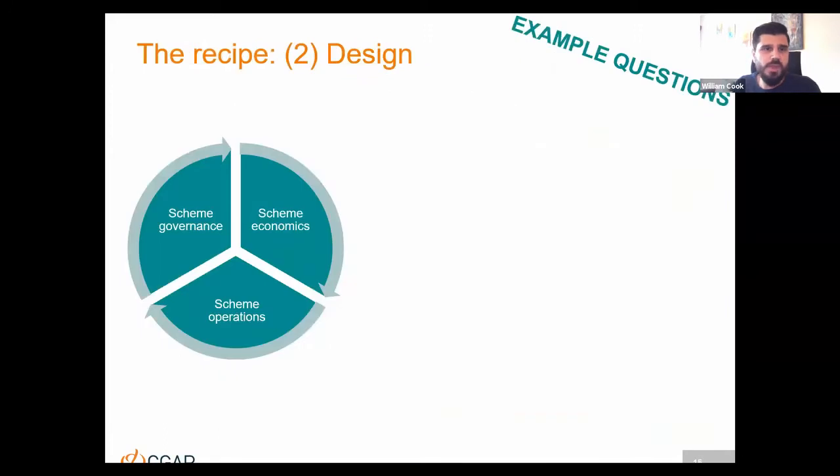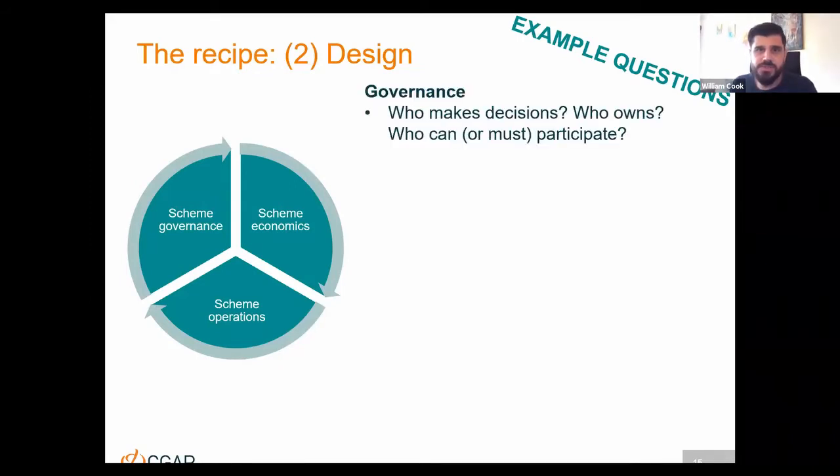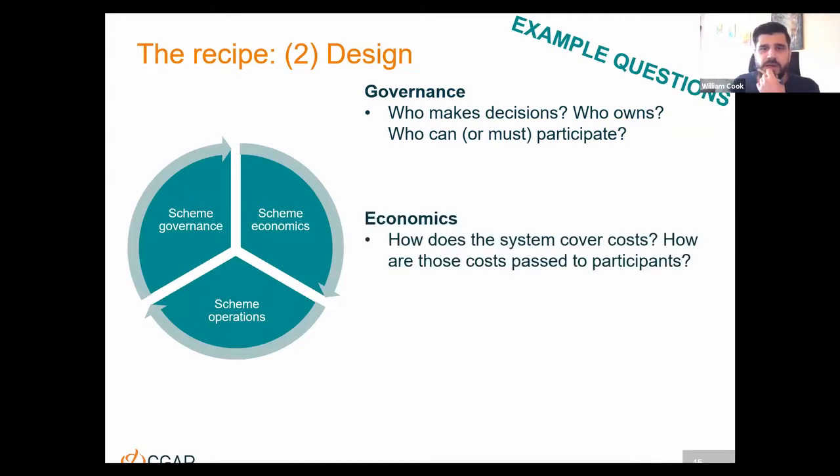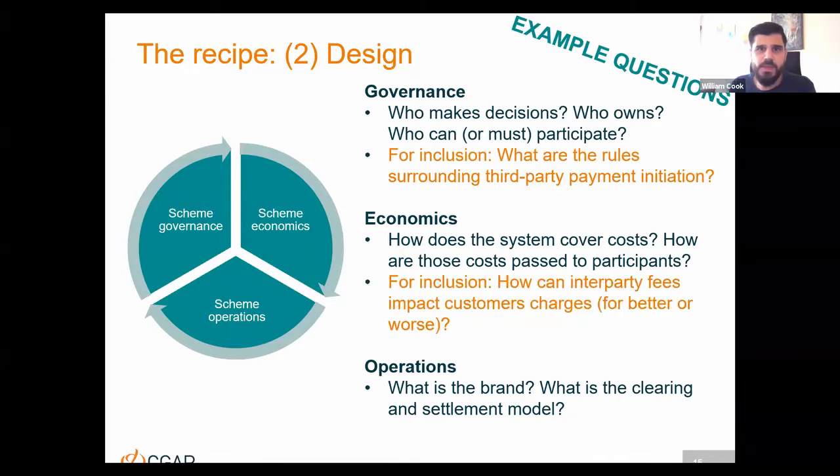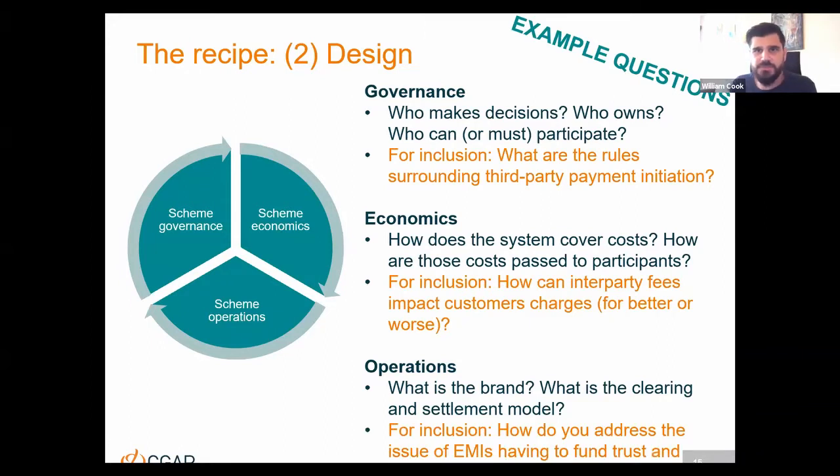Okay, and so that's all about the process, how we get there. But then once we're at the table, we're talking about design questions. So who makes decisions in the actual scheme? What's the governance structure? How are costs going to be covered and passed on to participants? Questions of brand and the actual operational clearing and settlement model. And then particular questions, I won't go as deeply into these, around things like third-party initiation, inter-party fees, really getting into the semantics of how this model is going to work, who's going to be permitted to operate and how.